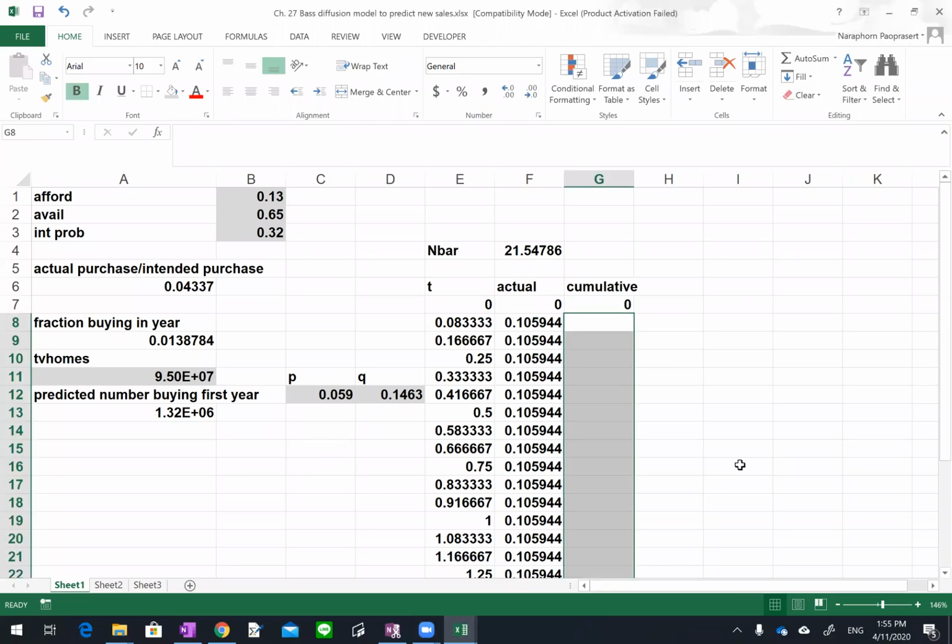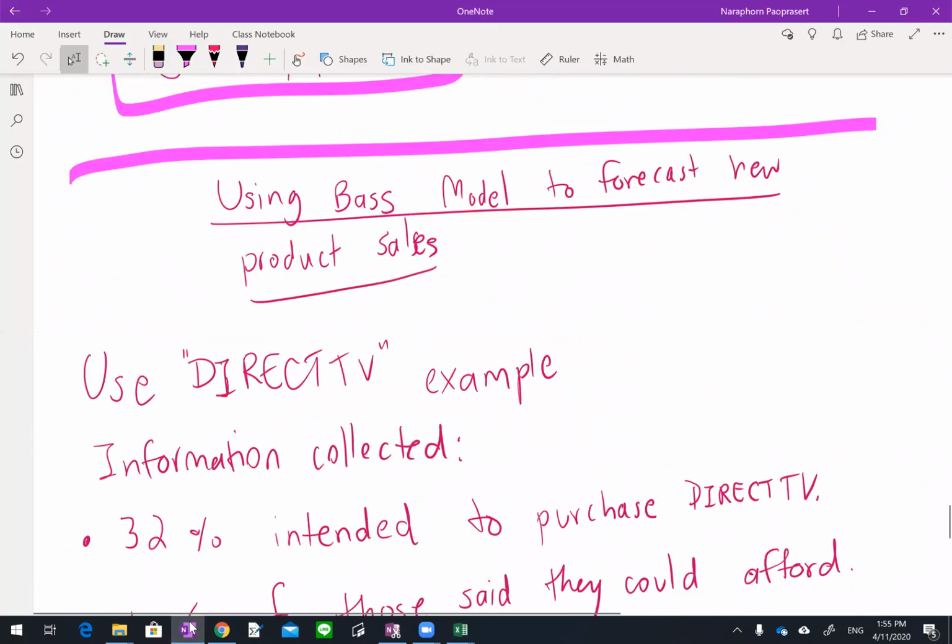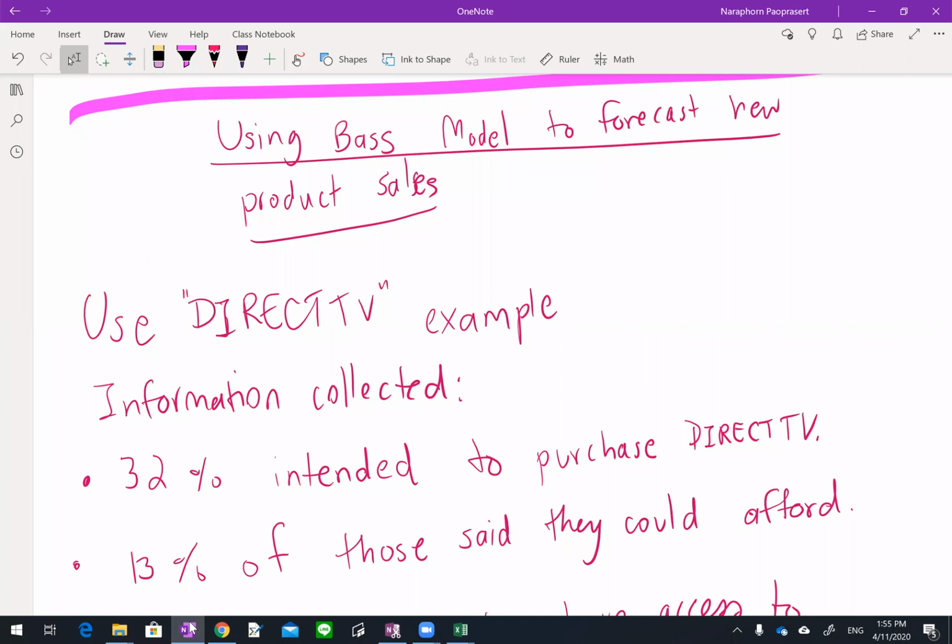Okay, now let's come to the next thing that we want to talk about. Just in case you don't have any actual sales that you want to forecast, so you just have a new product and you want to estimate how your new product can be sold. Before that, let me go into some of the information that I want to talk about first. So we want to use the BASS model to forecast new product sales that you have no information about previous sales at all. This is the DirecTV example.